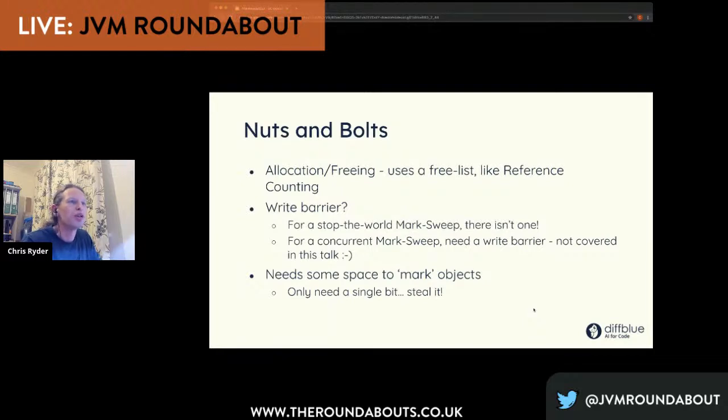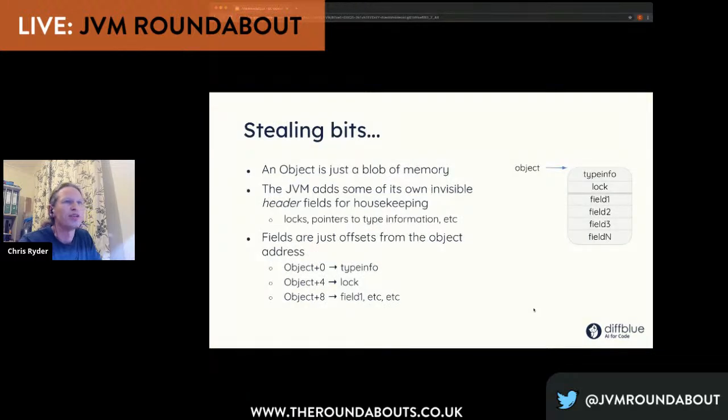You also need a little bit of space in objects to mark them when they're doing the mark phase. However, you actually only need a single bit, and you can kind of steal it most of the time. So what do we mean by steal it? As far as Java, etc. is concerned, an object is just some kind of blob of memory. There's no real structure in that memory. And the JVM also actually adds some of its own invisible headers to objects as well. So there might be things like locks and pointers to type information, maybe thread IDs, things like that.